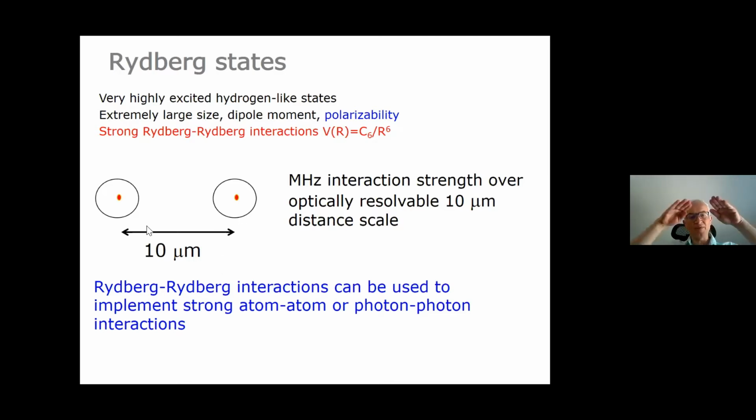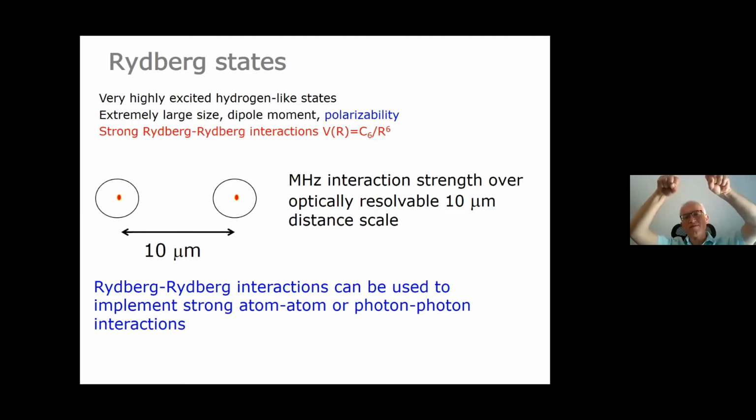Basically, when the atoms are in the ground state, they have no interactions at all. They are far apart. There are no collisions. They are not interacting with one another. But if one atom is excited to the Rydberg state and the other atom is still in the ground state, the interaction is also negligible. Ground-Rydberg interaction is very weak.